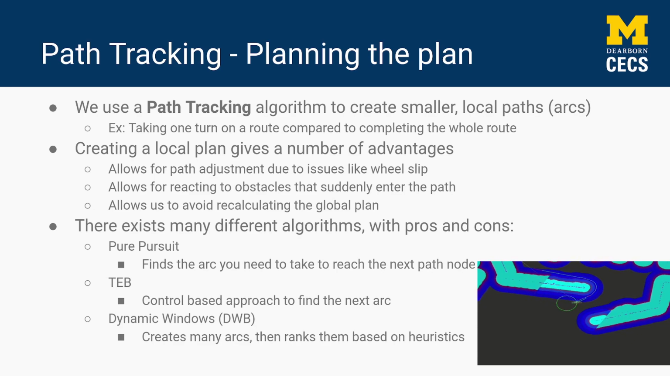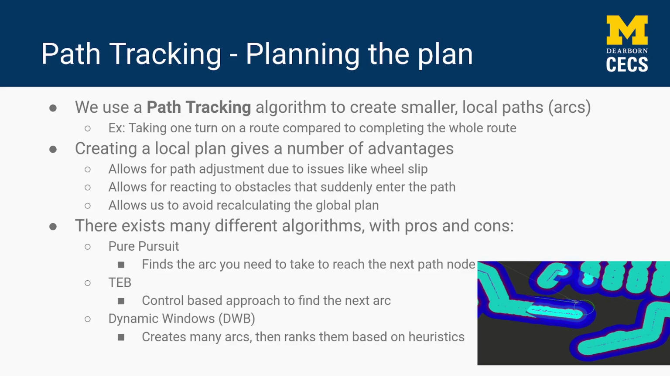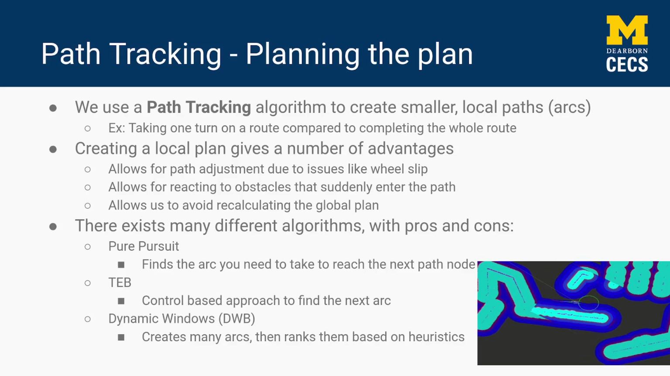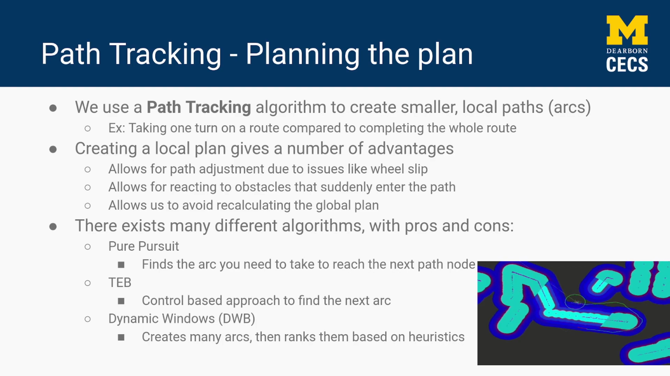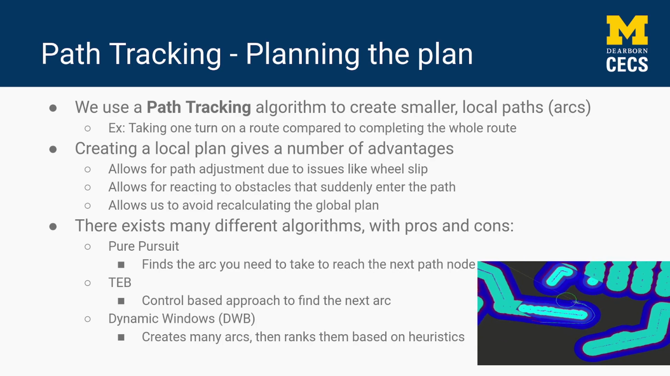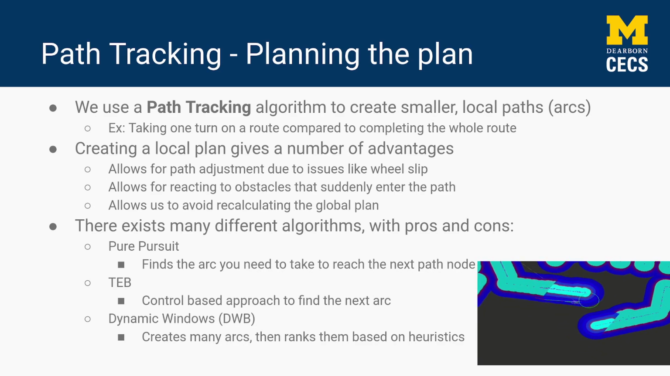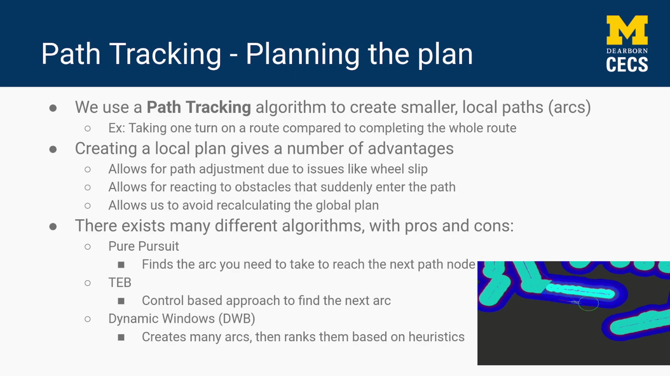But then the one I would recommend using most of the time, and what I use most of the time, is DWB, or dynamic window approach, I believe is what it's called. Basically, you generate a ton of arcs that you could take to get to the next point, and then it ranks them. So it could be things like, how close does it actually get you to the next point? How much do we turn, for example, if you want the robot to stay straight? How fast are we going if you want it to stay slow? Do we avoid obstacles more or not?